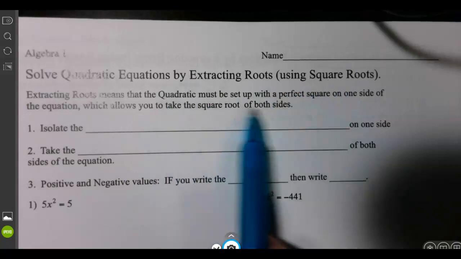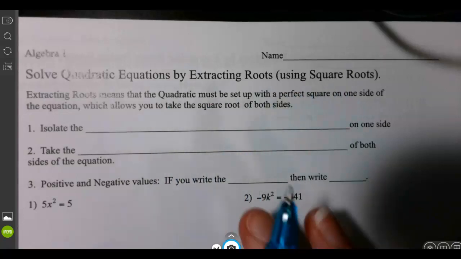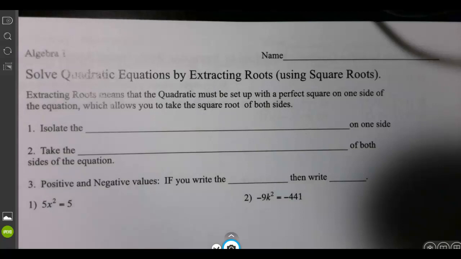Now these equations can only be done with certain ones. There are certain criteria, just like with factoring, if it's not factorable. So now we're going to learn a specific one if we can do it by square roots. And then we learn the quadratic formula that works for everything.